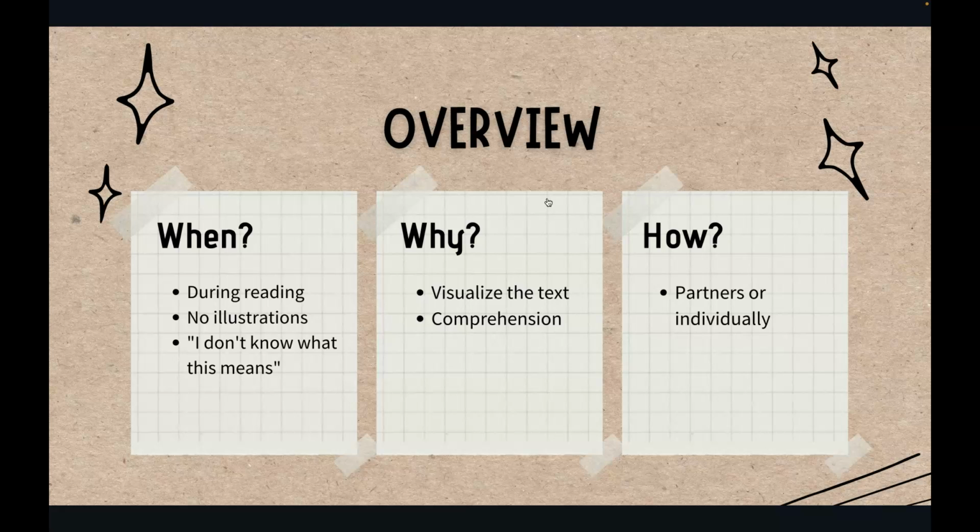It's very helpful if the text does not have illustrations. A good indicator of when to use this strategy is if a student says, I don't know what this means, or I don't understand what this is saying, or what it's trying to explain. Those are good indications that they need a better visual of what is happening inside the text.